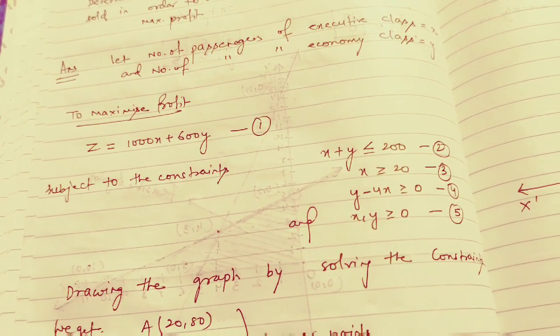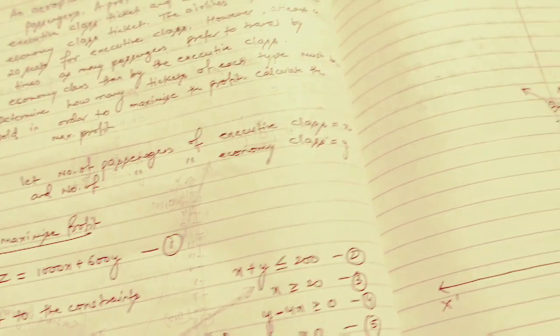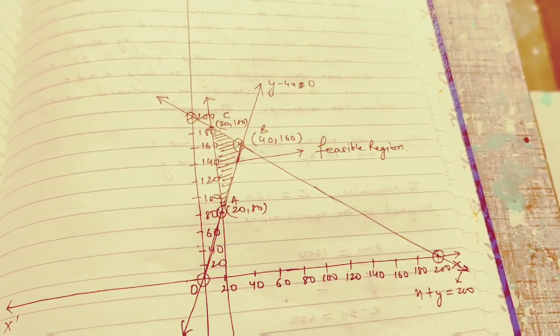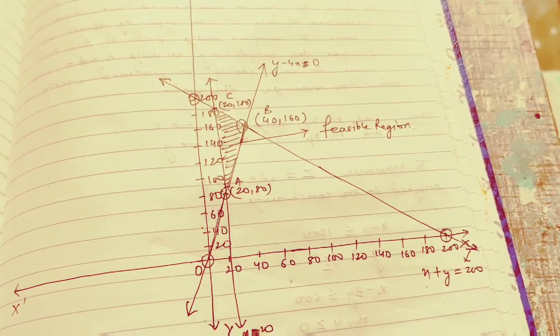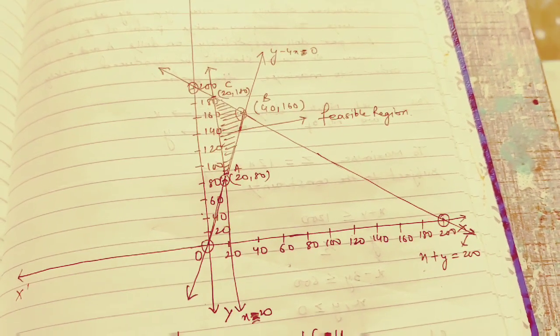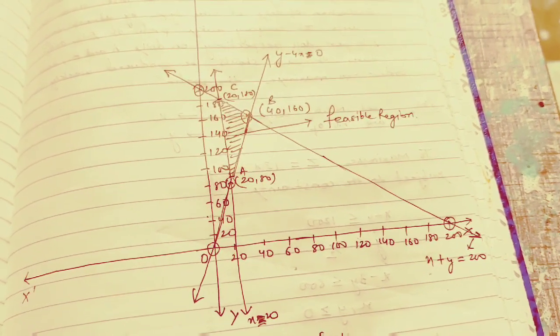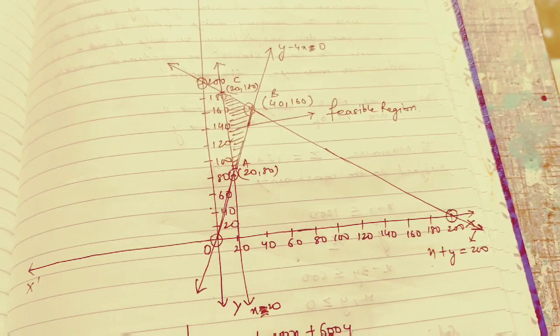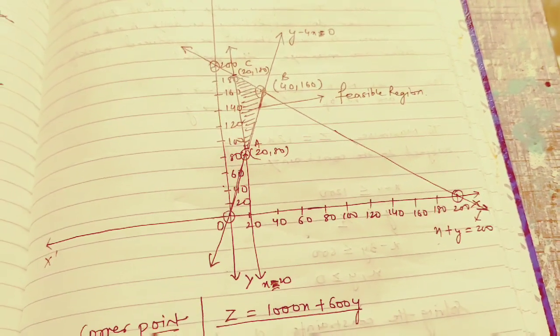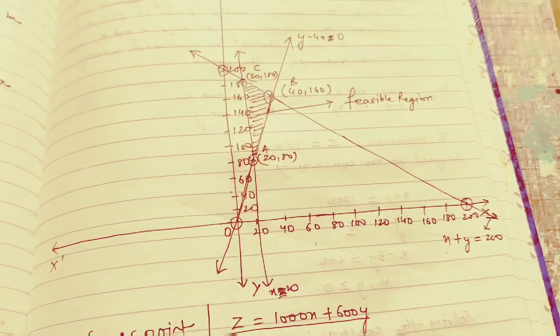Solving these constraints and putting them on the graph, we get this type of region, as you are seeing. Again you get a bounded region, and plot the corner points. You should draw the graph on graph paper to understand more clearly what the corner points are.